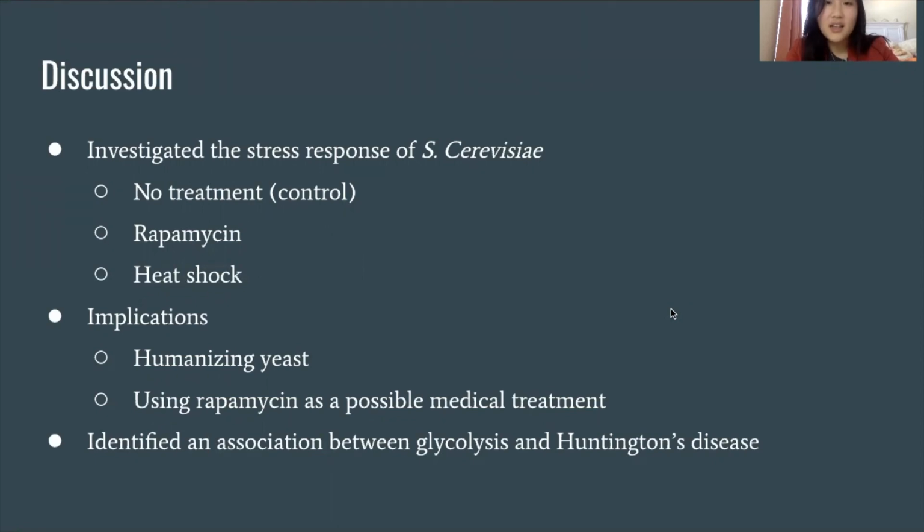This could suggest that the glycolysis pathway is closely involved in the progression of Huntington's disease.